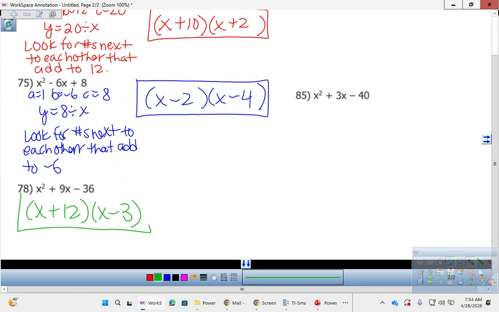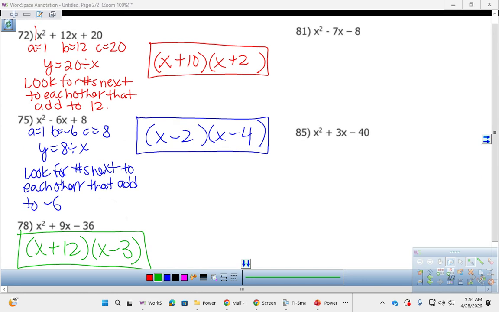All right. I know that that works because 12 times -3 is -36, and 12 plus -3 is +9. So that's a good pair of numbers. That's right. All right, and then let's look at 81. Anybody think they have the pair of numbers that multiply to -8 and add to -7?